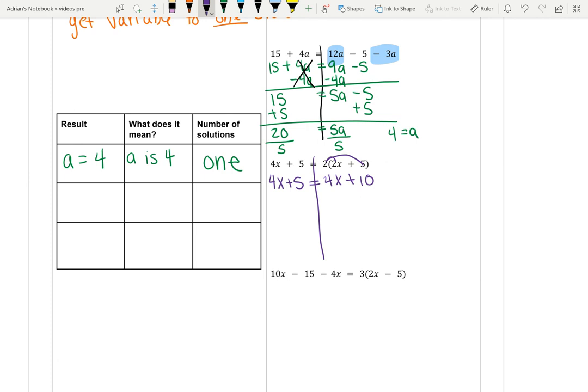So if I were to try to move one of them, they're going to technically go away. So that's what I'm going to do. I'm going to subtract the 4x. And this is going to cancel, and this is going to cancel. And that leaves me with 5 equals 10. Does 5 equal 10? No. So if we get a false statement, something that's not true, this is what we call no solution.